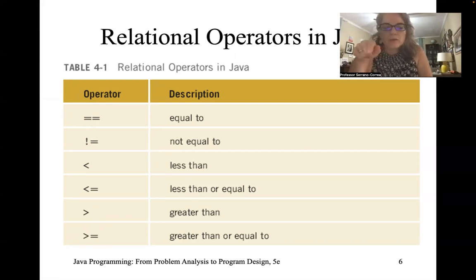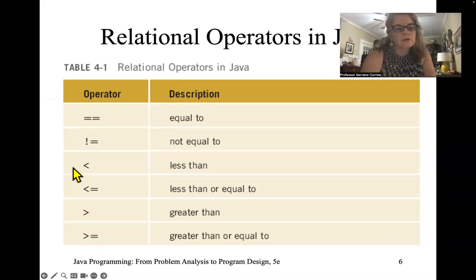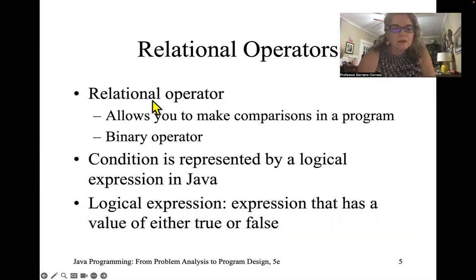Could be two variables on each side. It could be a variable compared to a number. Like, let's say you have a variable called grade. You could say, is grade less than 90? That could be the comparison. Remember, binary means two. So relational operators allow you to make a comparison. They're binary operators. The condition is represented by a logical expression in Java.